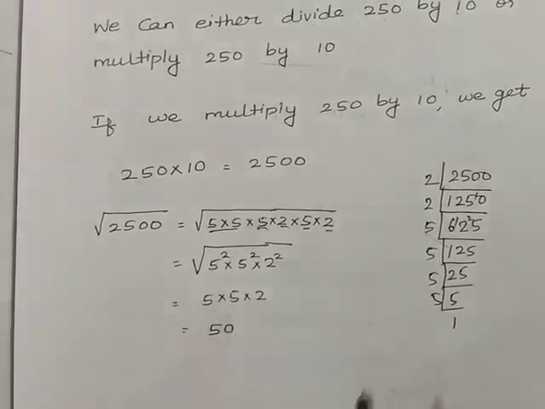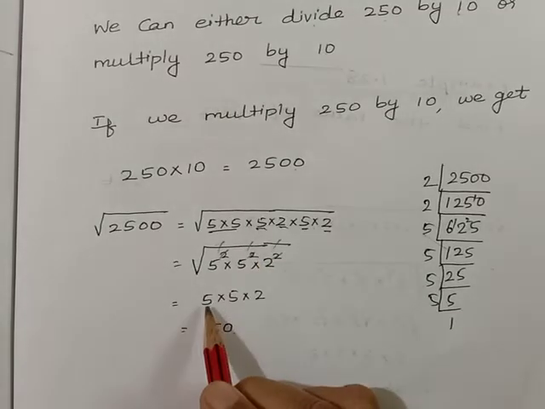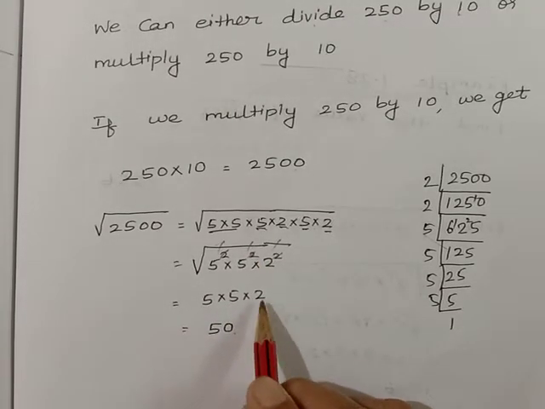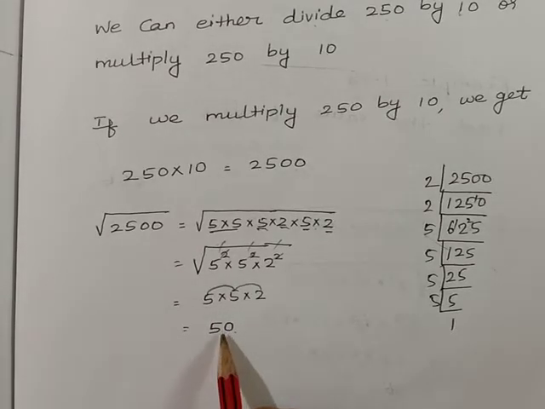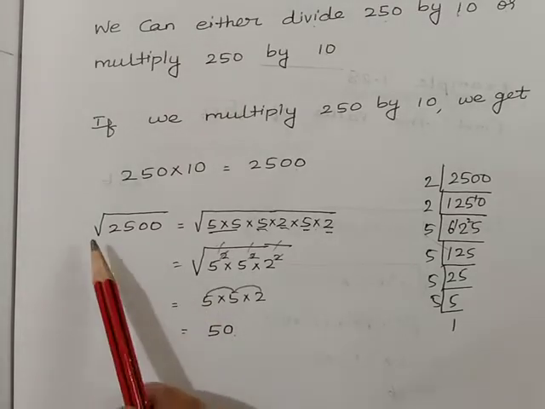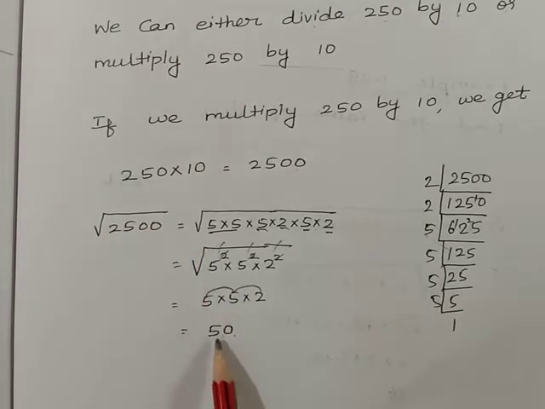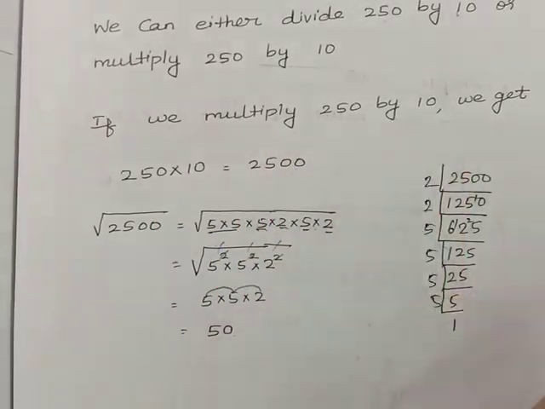Square and root get cancelled. Therefore remaining is 5 into 5 into 2. So 5 5s are 25, 25 2s are 50 is your answer. When you multiply 50 two times, your answer will be 2500. Therefore the square root of 2500 is 50. That is when you multiply 250 by 10.